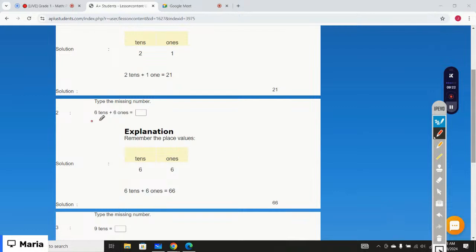Now look at the next example. You have six tens and six ones. So basically this word ones tells you the position of this digit. That means this six is at the ones position. And then six tens means that there is a six in the tens position. So the rightmost digit is always the ones, and on the left you need to add the tens digit, right?